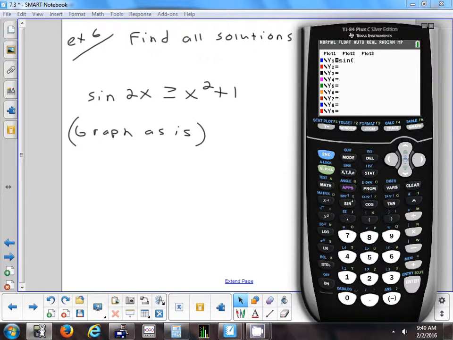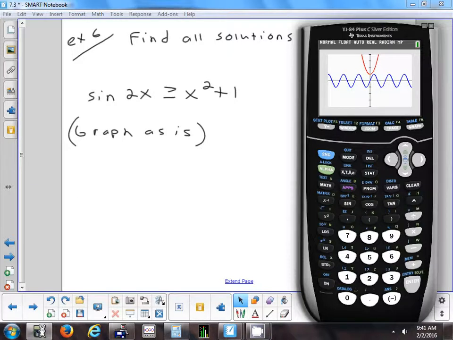So I'm going to put sine 2x in y1, put my parabola in y2, and I'm looking where my sine function is above or equal to the parabola. Okay, let's just do zoom 7. Okay, that should be fine. Okay, so in that case, if that's the problem they gave us, where is the sine function above the parabola? Never. Okay, so if that was the problem, it would be no solution.